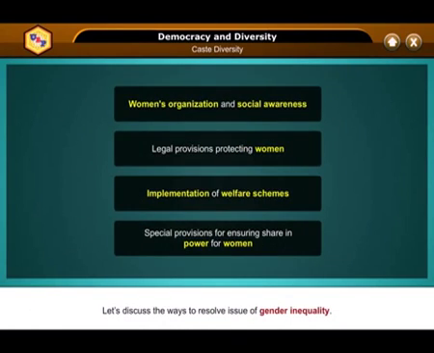Let's discuss the ways to resolve the issue of gender inequality. Women's organizations and social awareness, legal provisions protecting women, implementation of welfare schemes, special provisions for ensuring share in power for women.